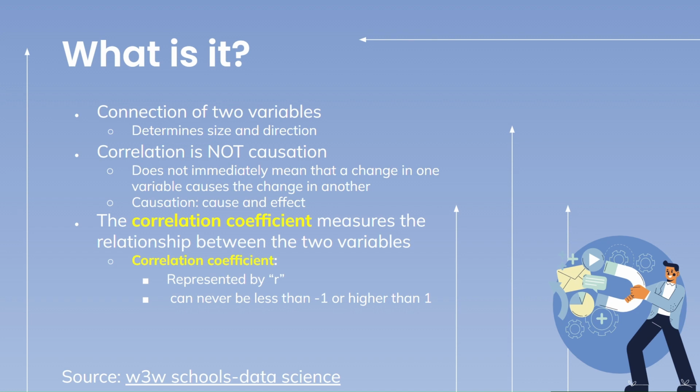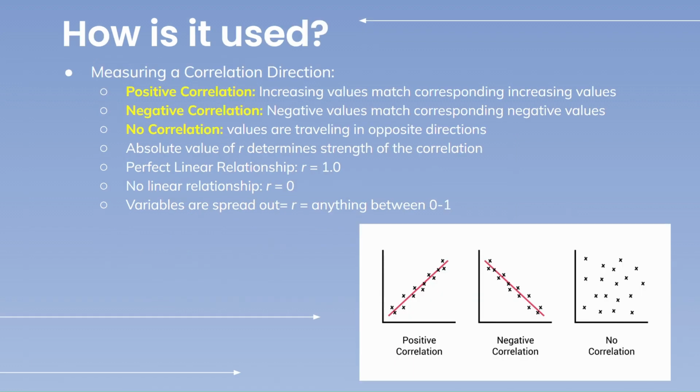And the correlation coefficient measures the relationship between the two variables, which is represented by a lowercase r, which can never be less than -1 or higher than +1. When measuring correlation direction, there are different types. There's the positive correlation, negative, and then there's no correlation.